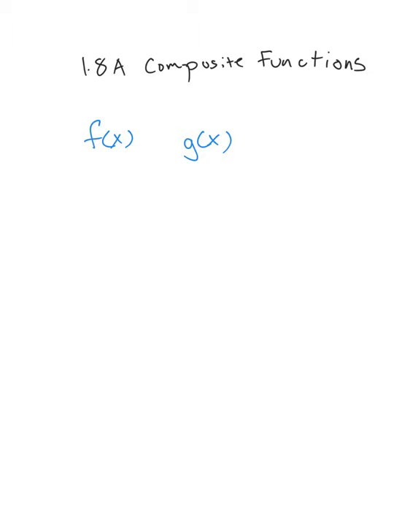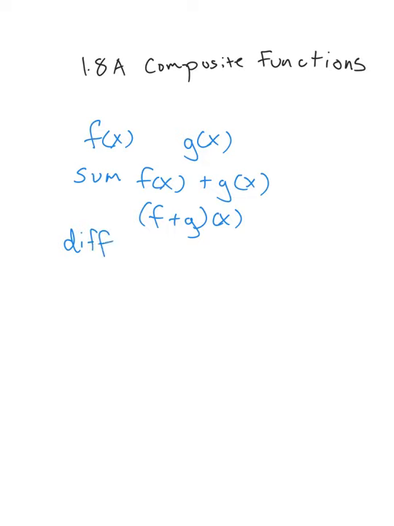So you can add composite functions, right? You can find the sum, which is f of x plus g of x, or it could look like f plus g of x. That is a sum. A difference is kind of like your sum, except you're just subtracting. A difference is pretty much a sum of one of them being negative. So f of x minus g of x, or it could look like f minus g of x.